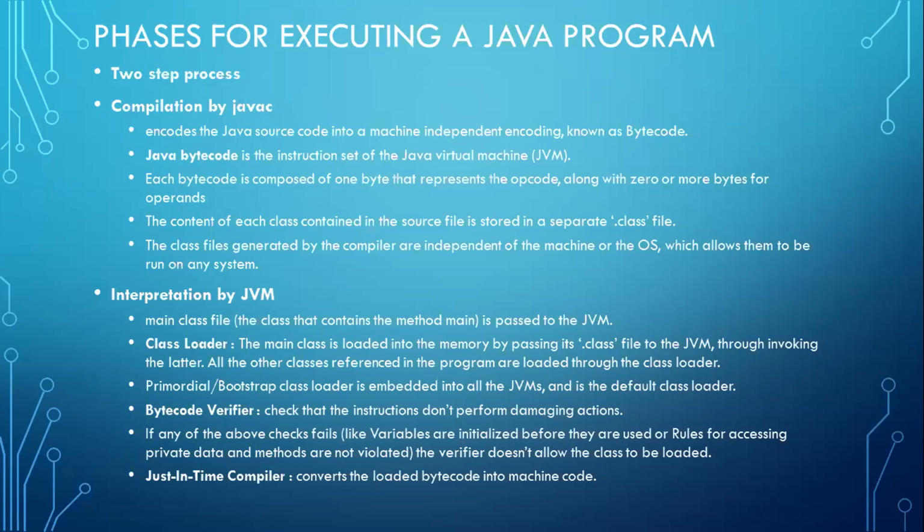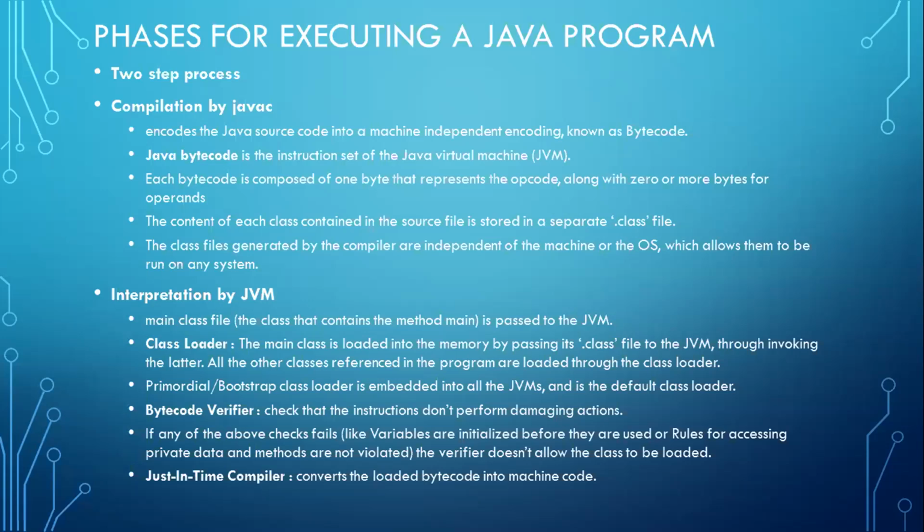So, the three important sub-processes of the JVM are, number one, class loading; second, the bytecode verifier; and the third thing is just-in-time compilation. Ultimately, this just-in-time compiler converts the loaded bytecode into machine understandable code. Let's focus on this page one more time.